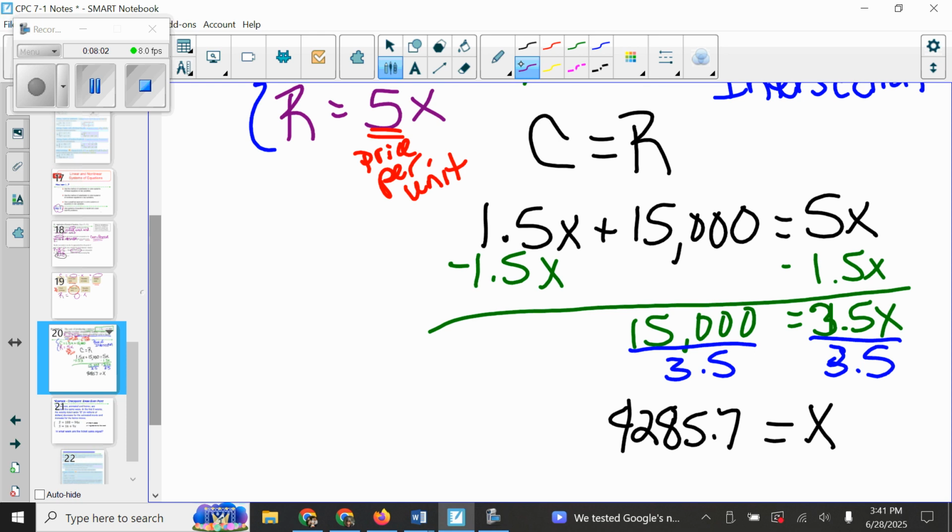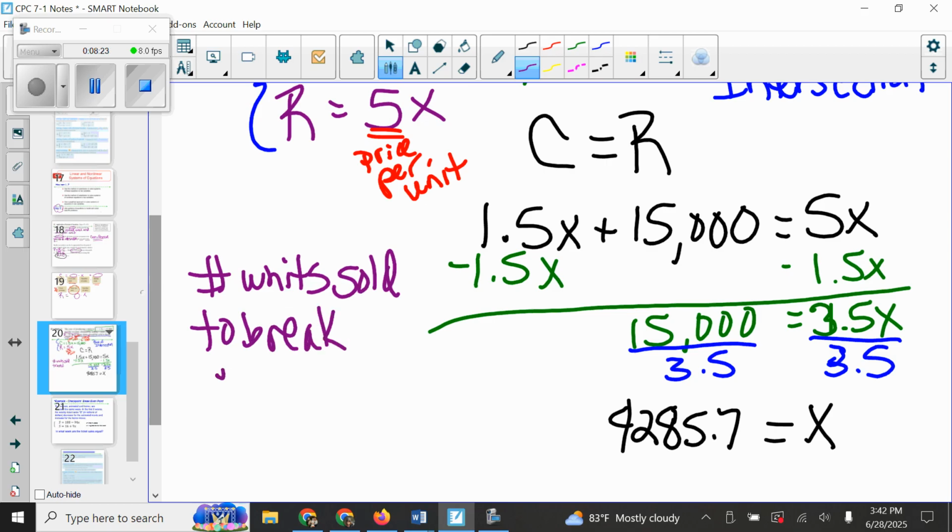could probably say that. But in real life, we're not going to produce 0.7 of something. Nobody wants to buy 0.7 of a product. That's not really a great deal. So probably going to round just to say how many units sold. So the number of units sold to break even would have to be, I would say, 4,286 units.